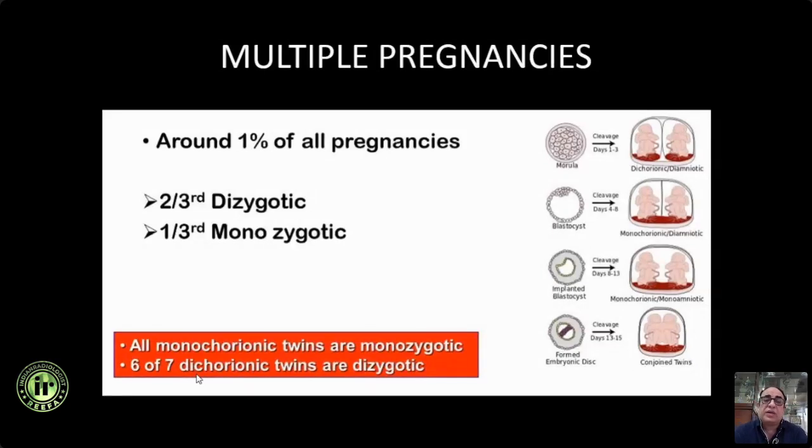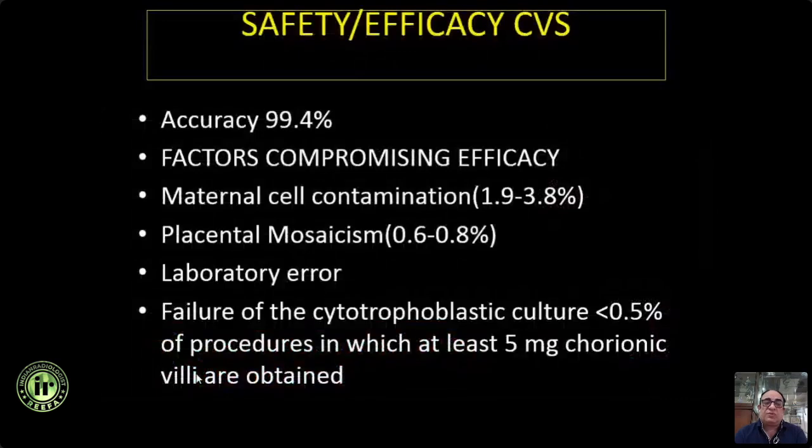So it's a good idea to sample both the fetuses. Now, when we look at the safety and efficacy, the accuracy of all these tests is very high, almost 99.4%. What are the factors that can compromise efficacy, especially if you look at CVS?